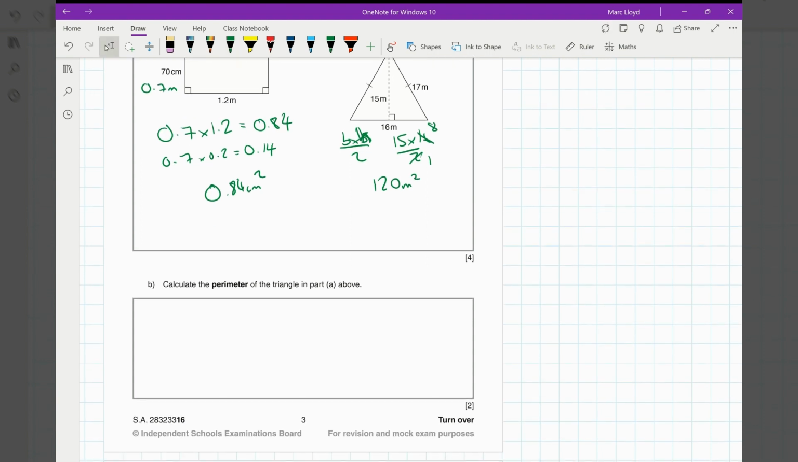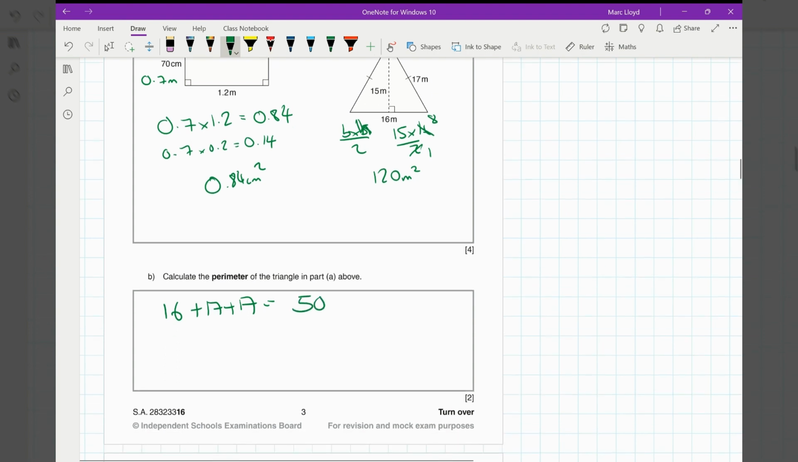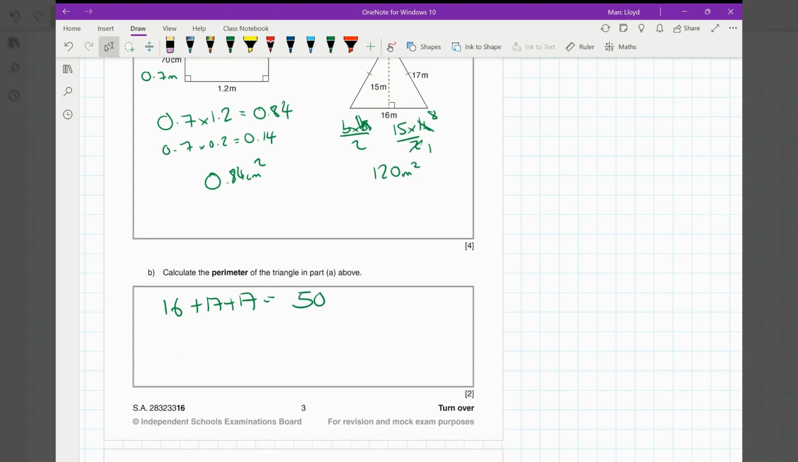Part B, calculate the perimeter of the triangle. 16 plus 17 plus 17, which gives us 50. 2 marks for this, so our units are meters. Okay, I'm just going to pause it, and then I'll be back for question 5.